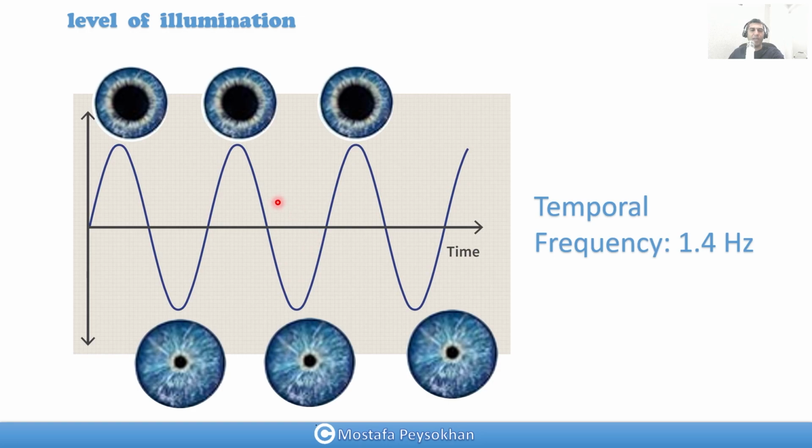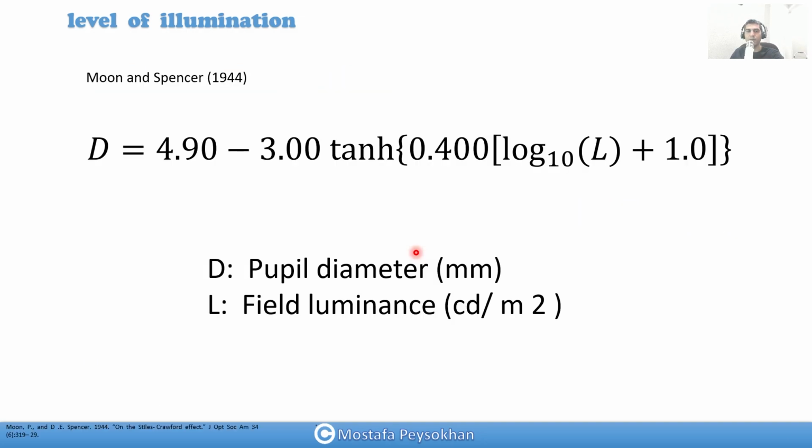So the frequency of that kind of change, for example, when you go to a room and you turn the light on and off, it goes like this. And the maximum temporal frequency at which the pupil can get smaller and bigger is about 1.4 hertz, which is not a very big number, but that's actually very important, that's the frequency of that change.